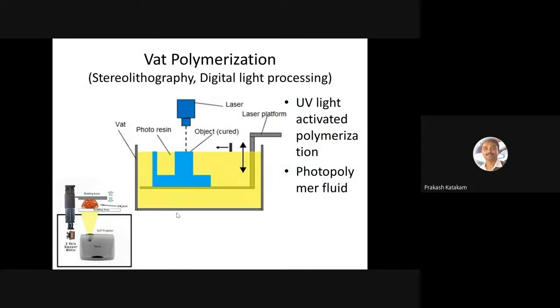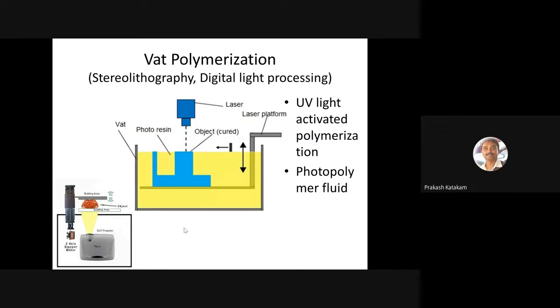VAT polymerization, which is also known as stereolithography, uses UV light or DLP light. DLP light means, as most of you know, a DLP projector. The same projector light is used to cure the resin materials. Here, a vat or a tub consists of a liquid resin.